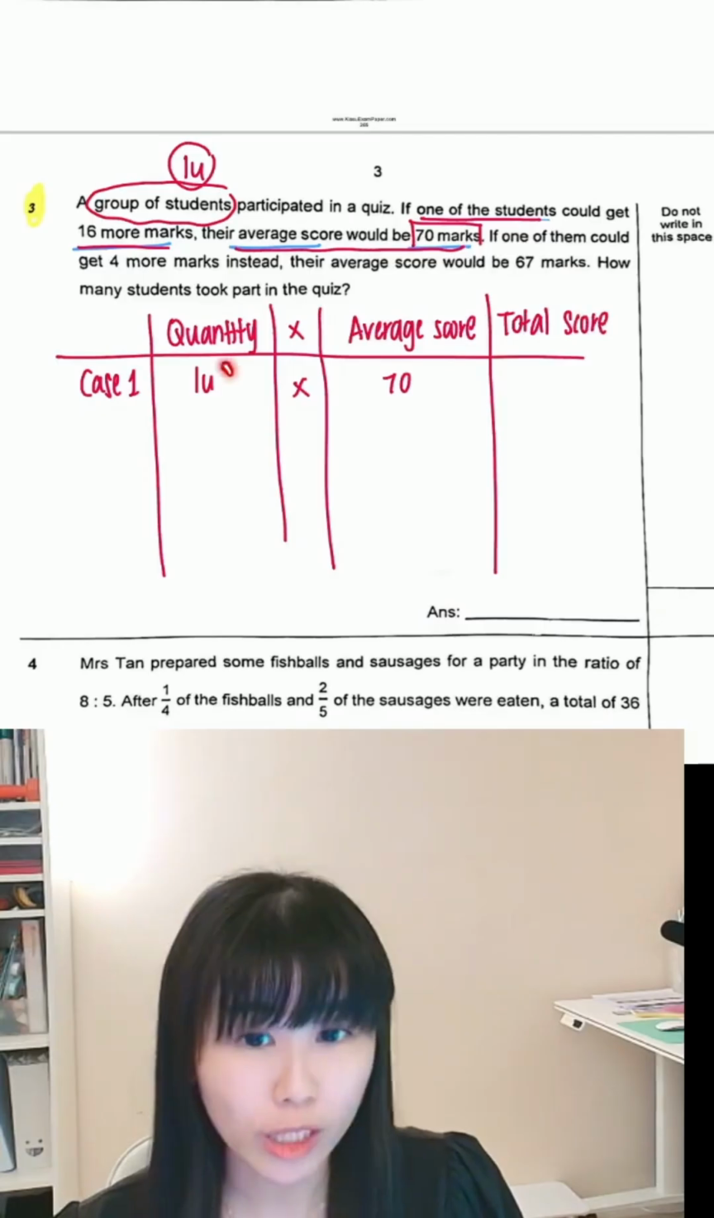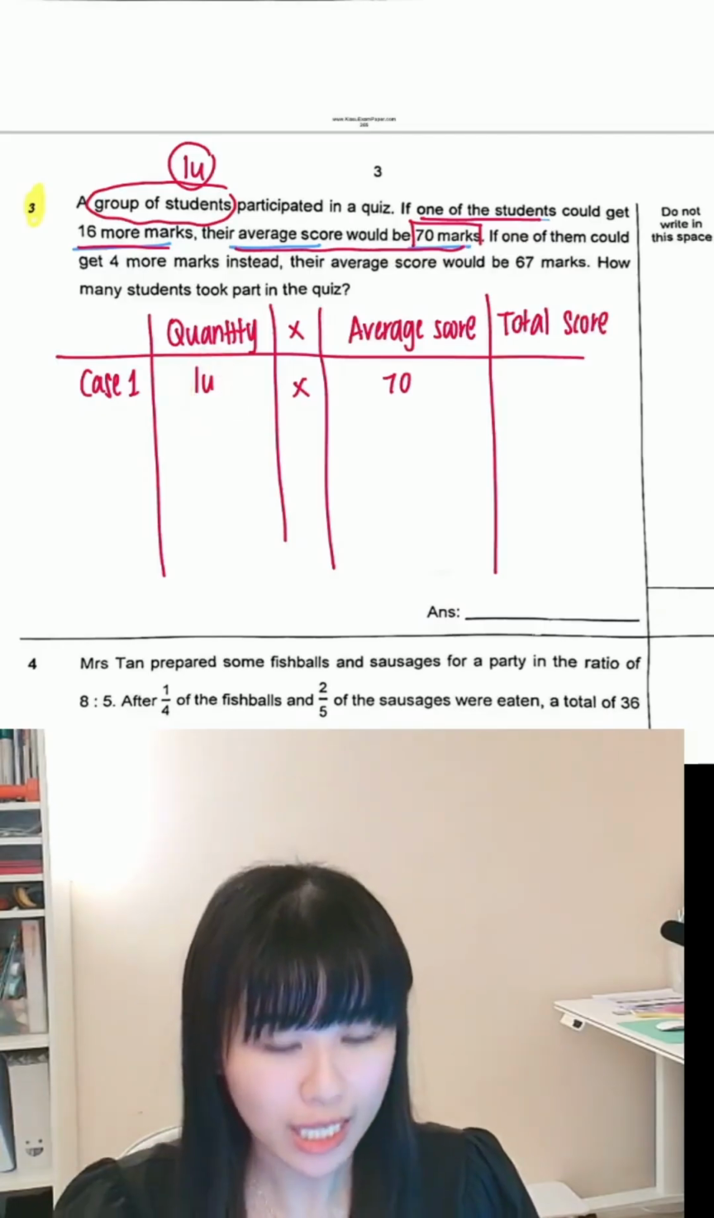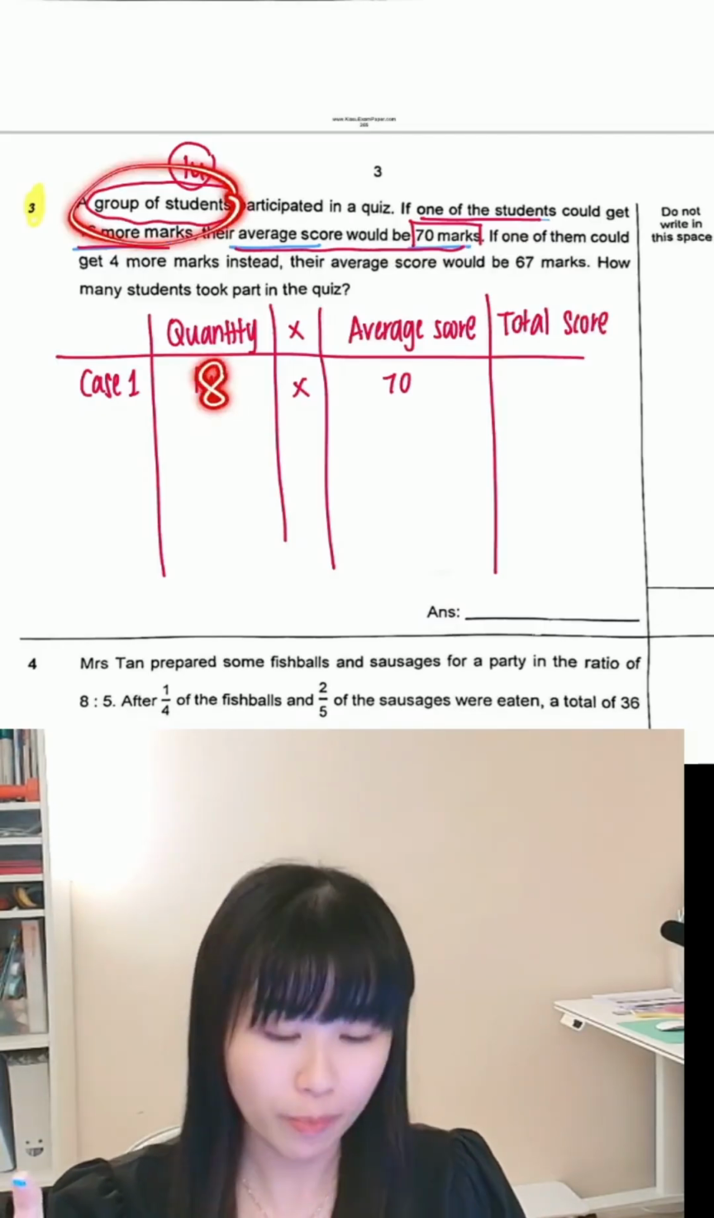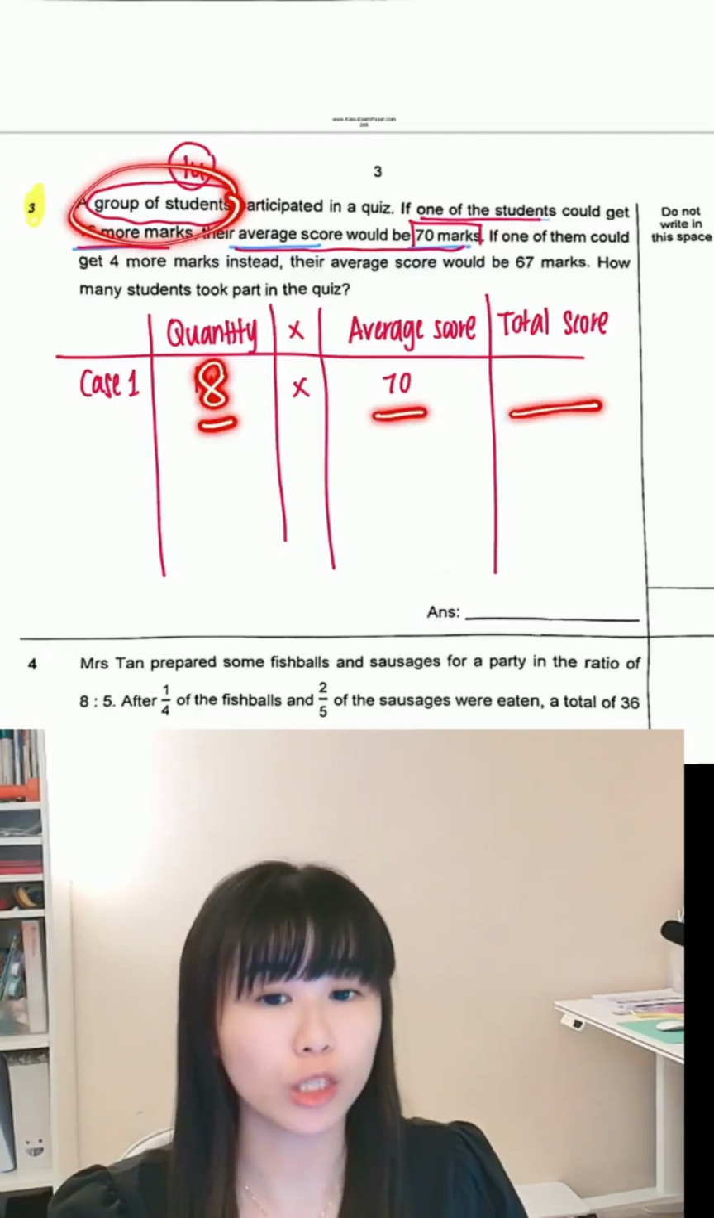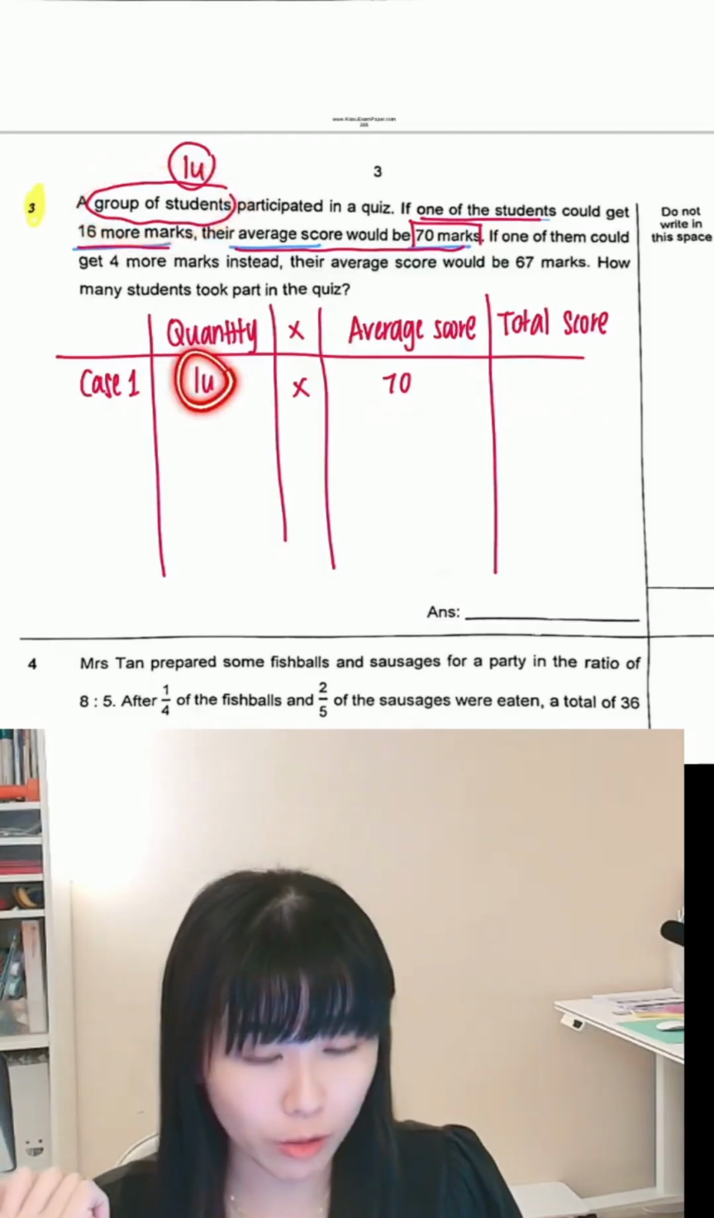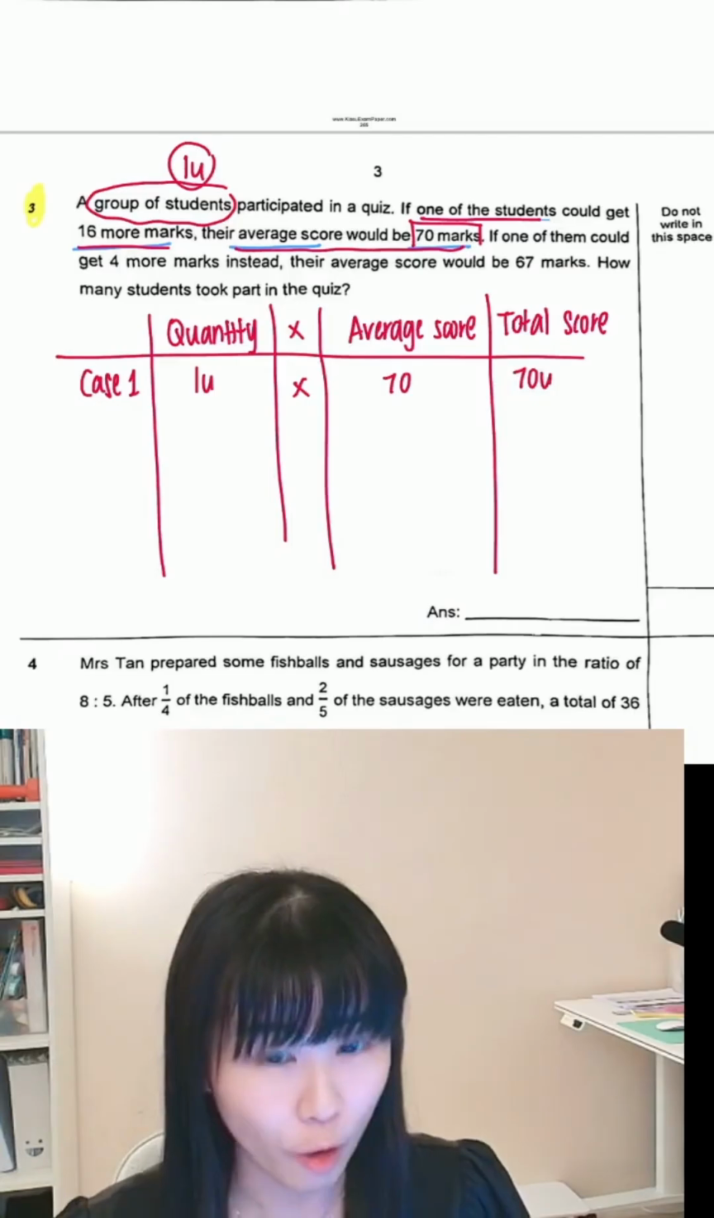Okay, I know 1 unit looks very alien to you, but you just imagine, let's say the group of students is actually 8 people. It's just 8 times 70, right? That's your total score. But now you don't know, right? You just replace it with 1 unit. Their total score is 70 unit for case number 1.